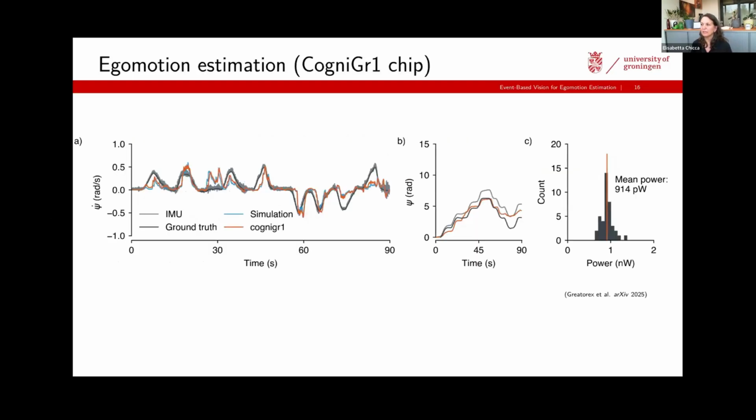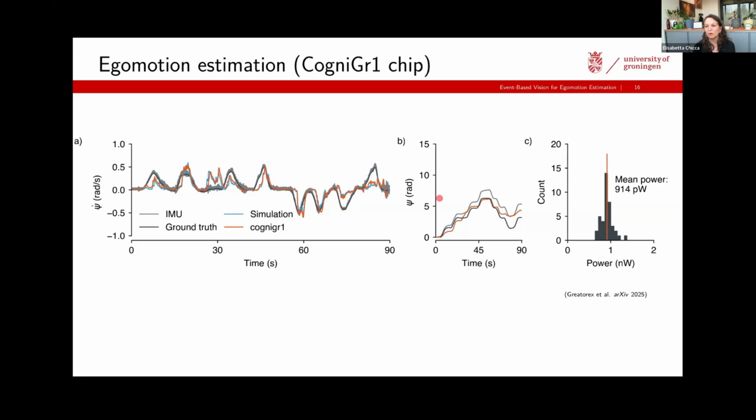So that's what you see in this plot here, where on the x-axis you have time, and on the y-axis you have the change in angle. And we have several signals plotted here. One is the IMU, one is the ground truth, the blue one is simulation, and the orange one is the data from the chip. So as you see, we get quite a decent estimate of how the change in the angle is happening over time.